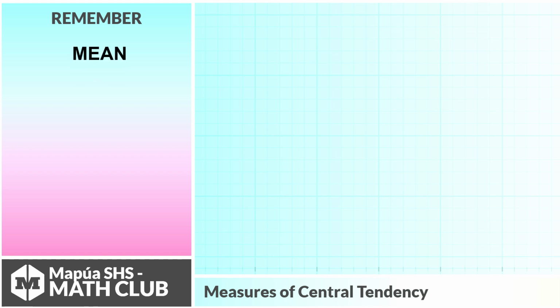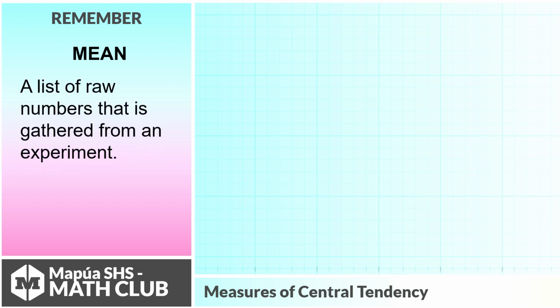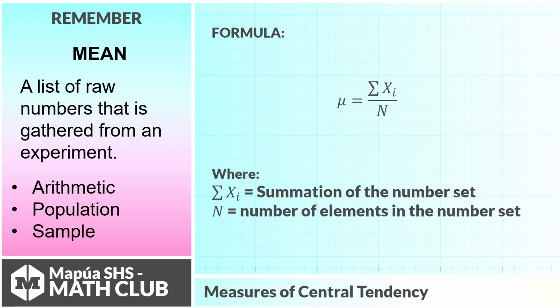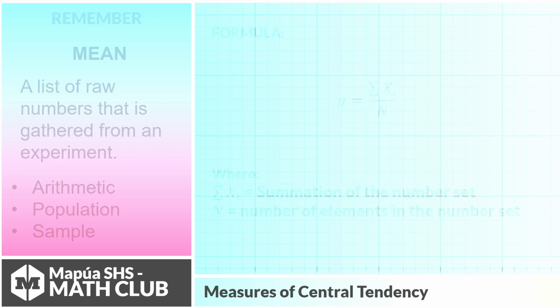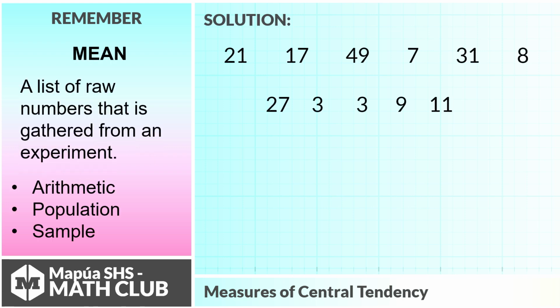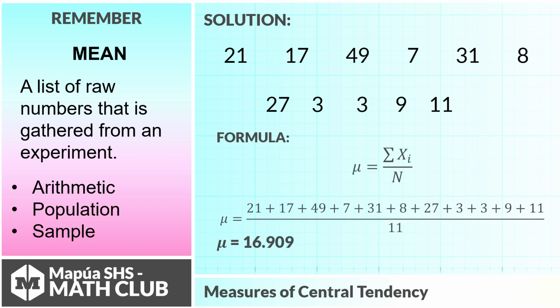The definition is, it is the list of raw numbers gathered from an experiment. It has three types, namely arithmetic, population, and sample. The formula for getting the mean is displayed on the screen, where x sub i is the summation of the number set and n is the number of elements in the number set. So, substituting the elements into the formula for getting the mean and simplifying the expression, the mu, or the mean, will be 16.909.